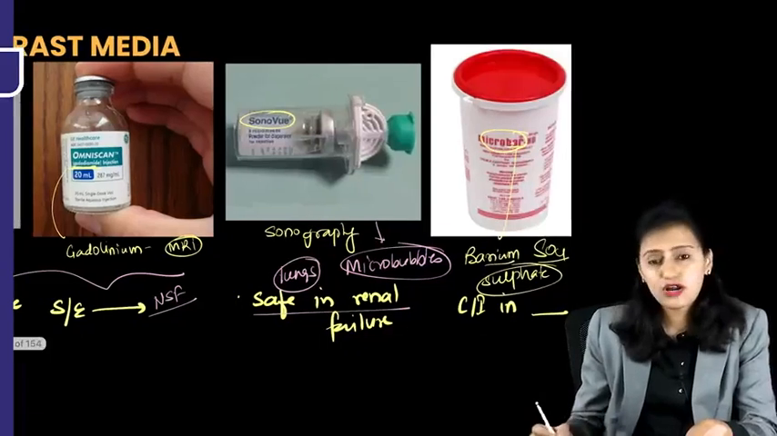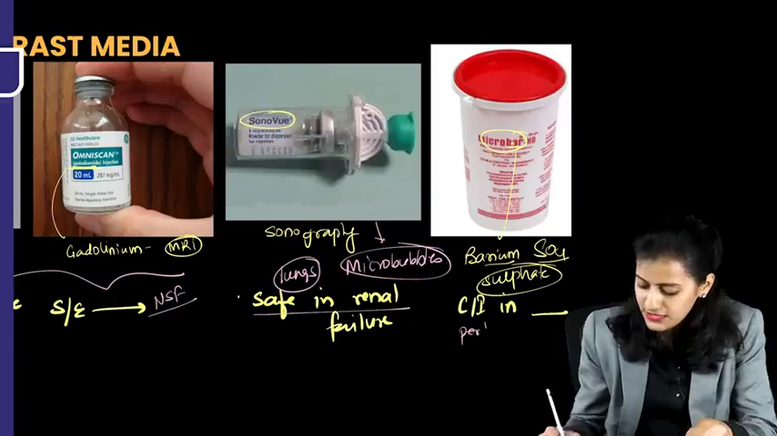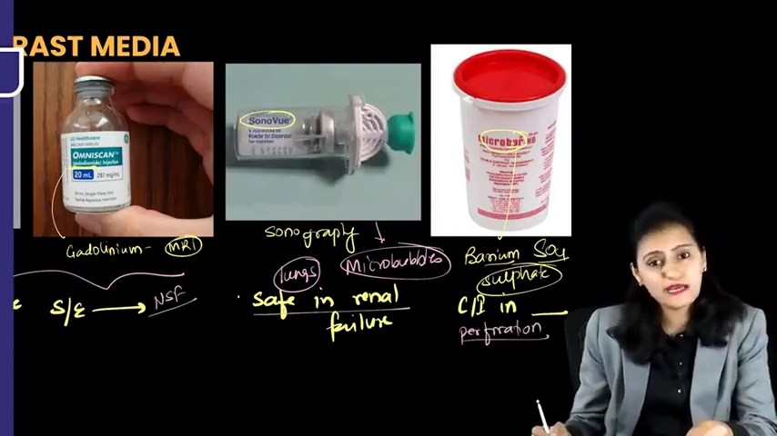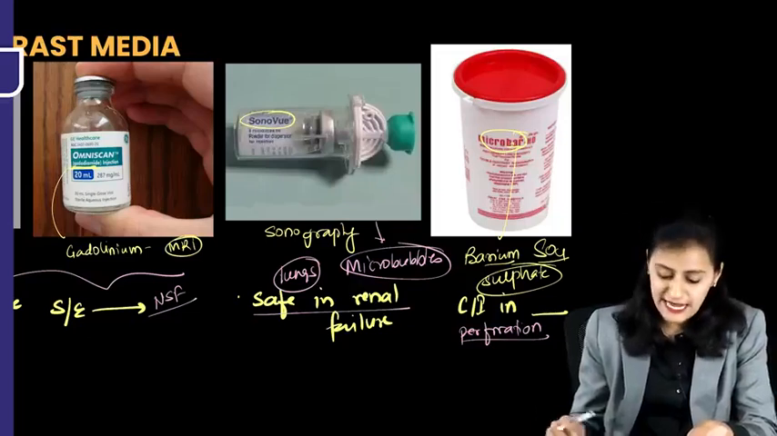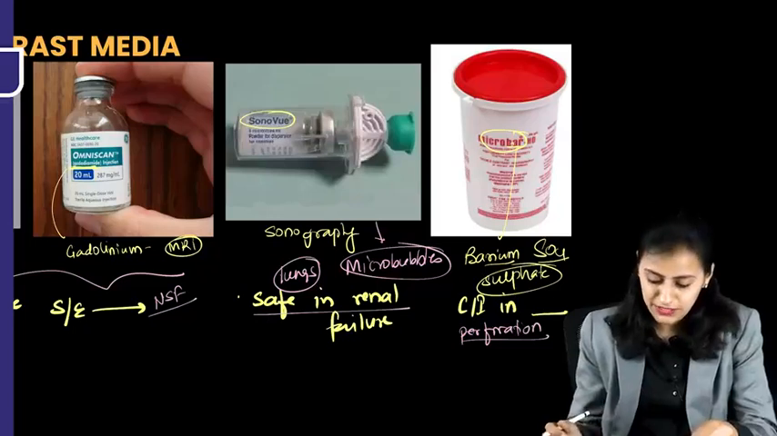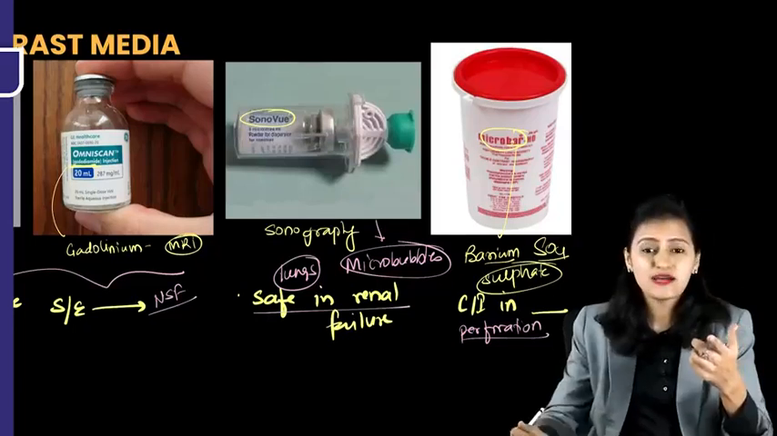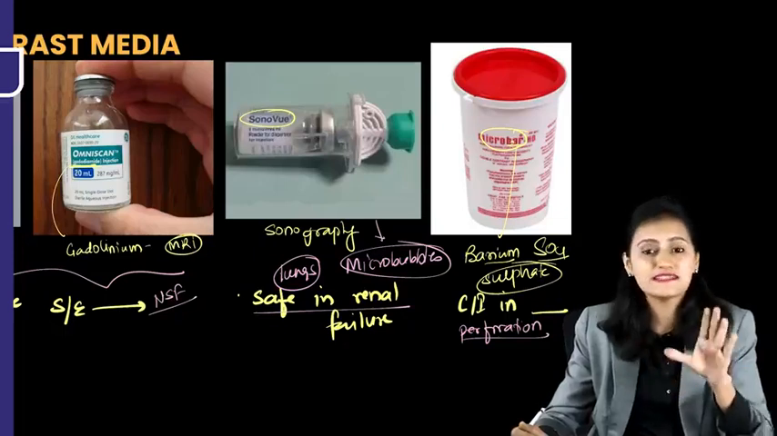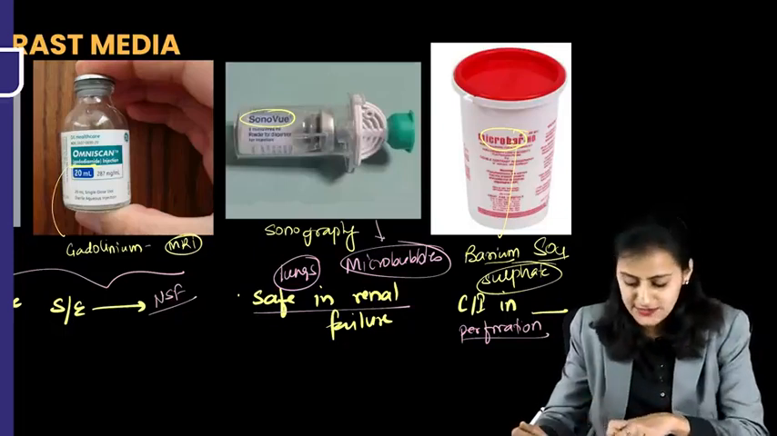And where is barium contraindicated? Barium is contraindicated in any case of perforation. Barium cannot be given IV, it's only for the GIT, and even in GIT, it is contraindicated in perforation. So where is barium contraindicated? Barium is contraindicated in perforation. It's not to be given IV, it's given only in GIT conditions.